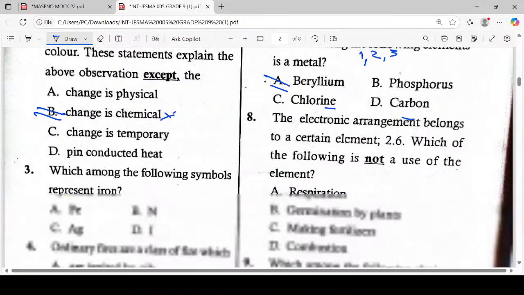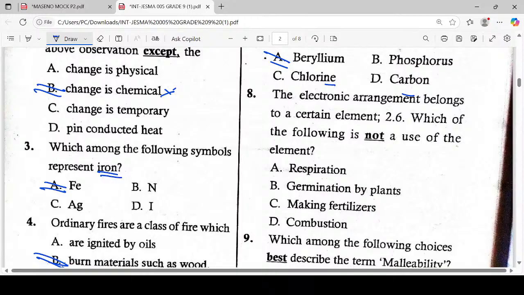Question number 8. The electronic arrangement belongs to a certain element. You have 2.6. Which of the following is not a use of the element? One, we need to understand which element this is. 2 plus 6 is 8. And the element that is number 8 is oxygen. Therefore, they are simply asking which of the following is not the use of oxygen.